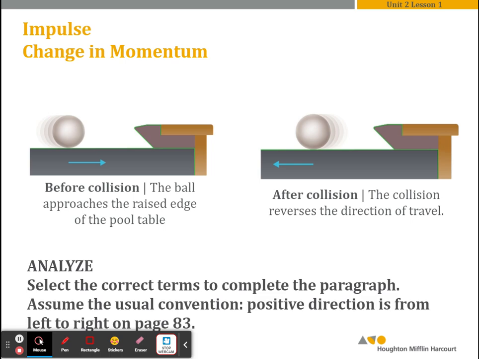In your reading, you see a short paragraph, and you have to keep this in mind. The positive direction is to the right, the negative direction is to the left. So before the collision, we see that the pool ball is moving in a positive direction toward the right, and then after the collision, we see that it's moving in a negative direction toward the left.